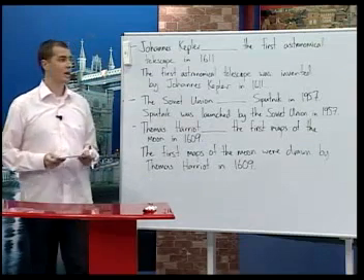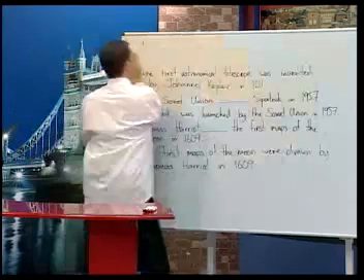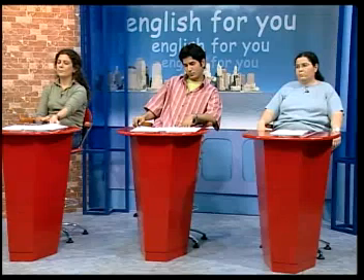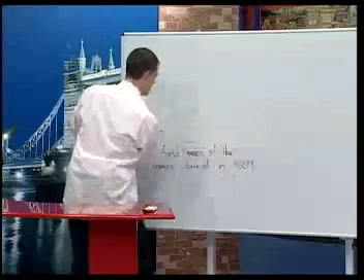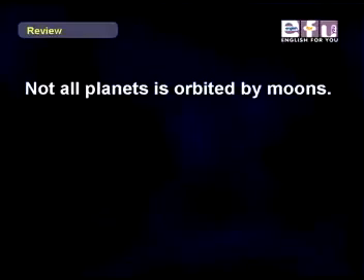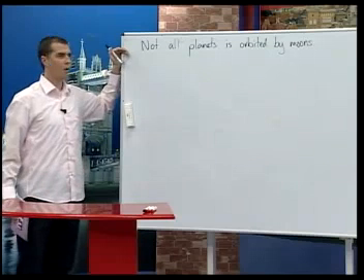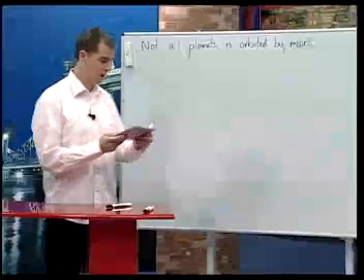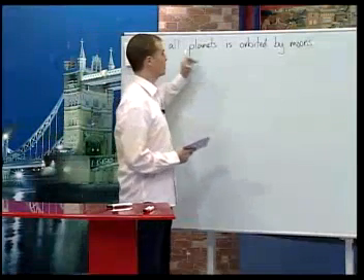Let's do another exercise, and we'll try something new this time. This time, I'll write a sentence, and there'll be a mistake in the sentence, and you have to find the mistake and then correct it. And Rosa, you can do the first one. Not all planets is orbited by moons. What's the mistake? You should change the verb. Not all planets are orbited by moons. So the verb changes. Yes, okay? Because planets is plural. Okay, so that's the mistake.